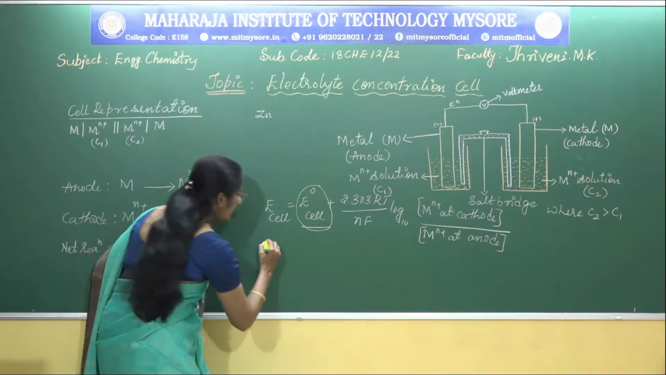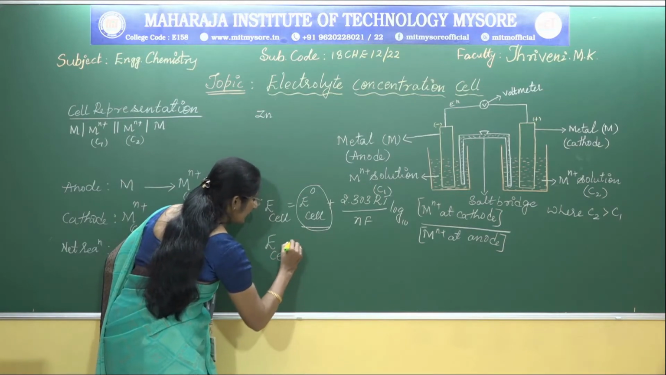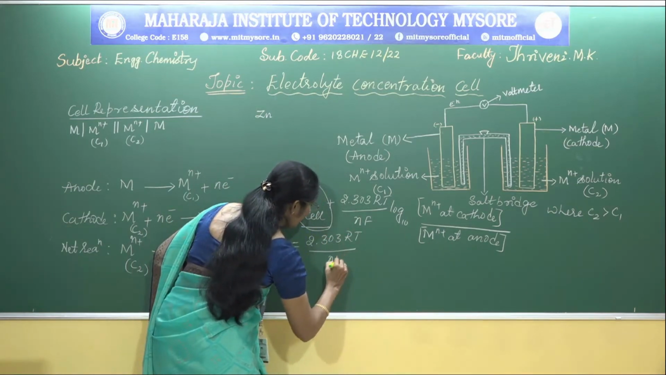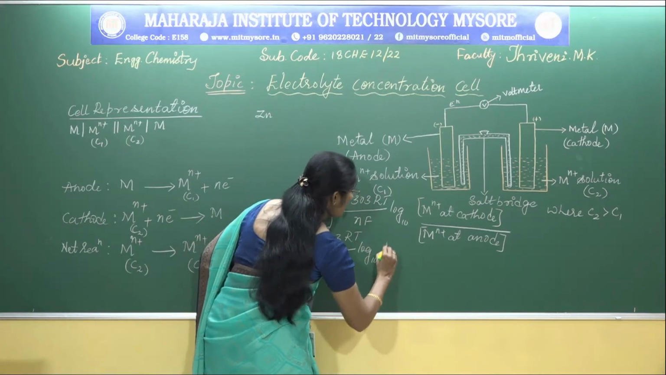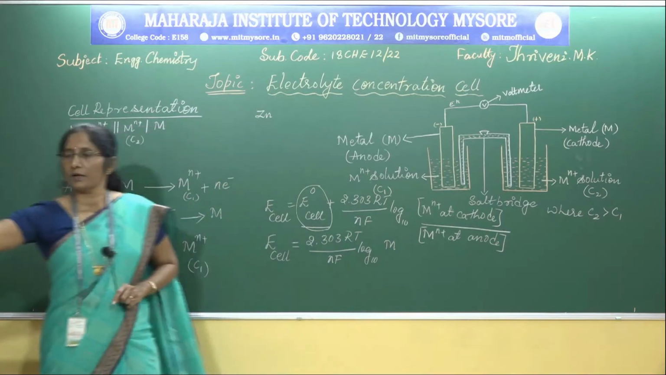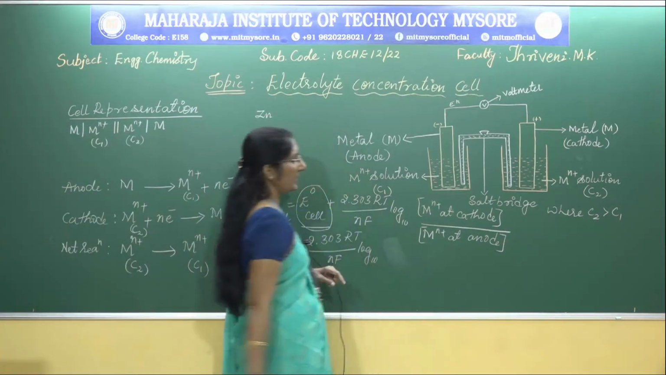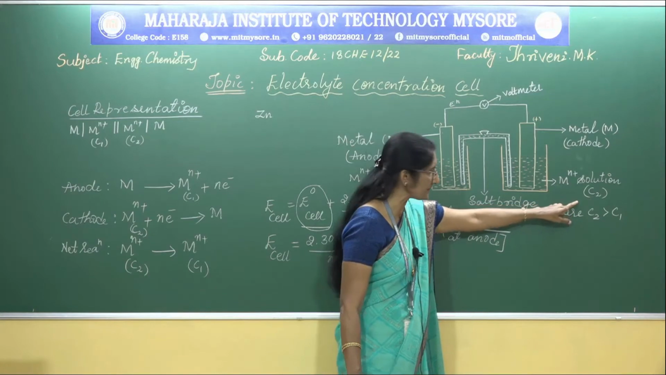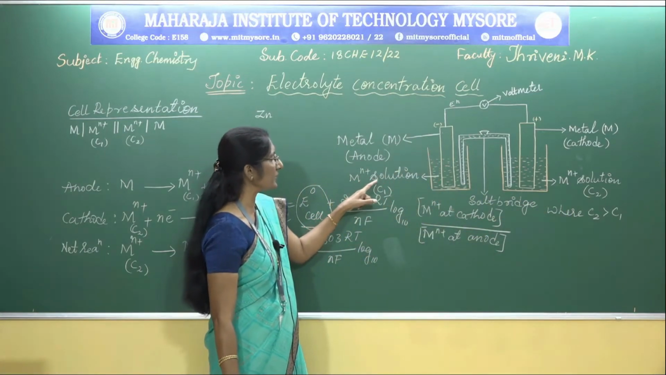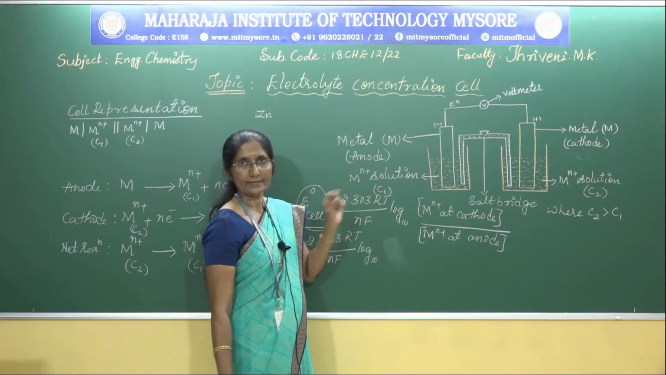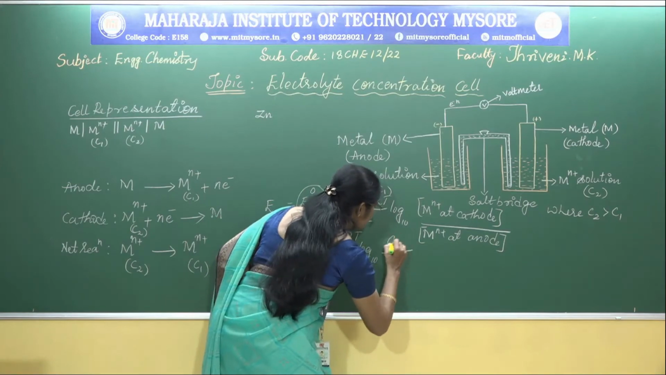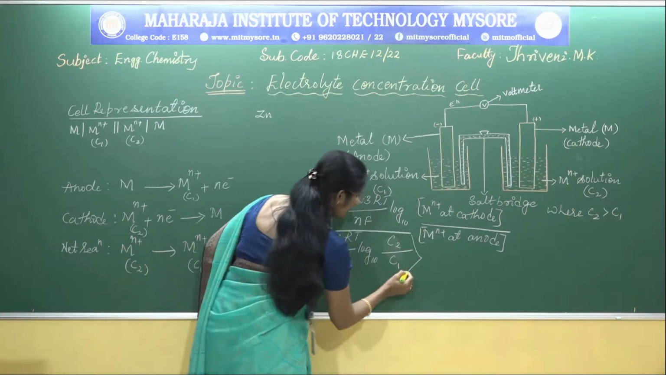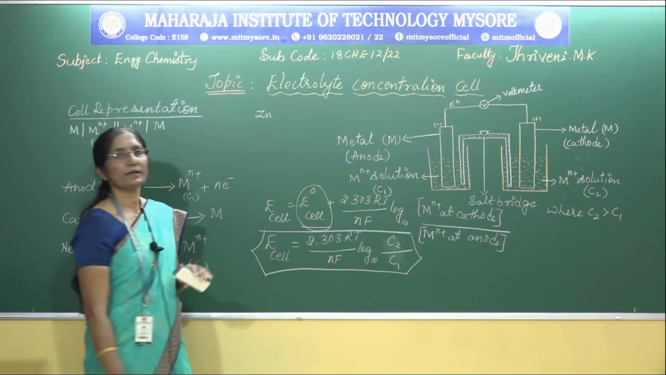So what is the EMF of a concentration cell? It is E cell is equal to 2.303 RT divided by nF log base 10 of the concentration of metal ion at the cathode by the concentration of metal ion at the anode. According to the diagram, what is the concentration of metal ion at the cathode? It is C2 molar. And what is the concentration of metal ion in the anode compartment? It is C1 molar. So this expression becomes C2 by C1. This is the general equation to calculate the EMF of a concentration cell at any temperature.